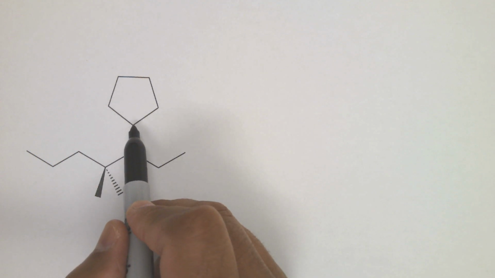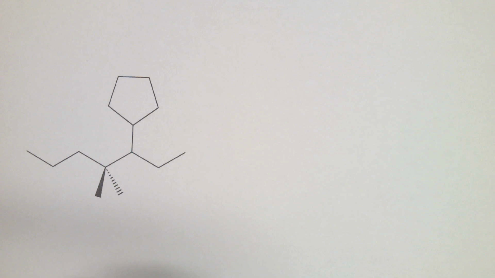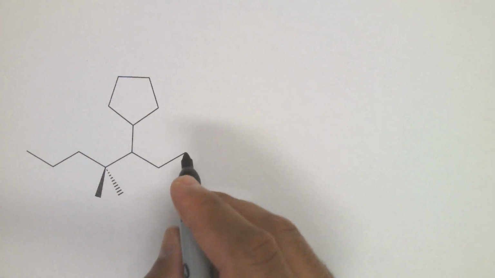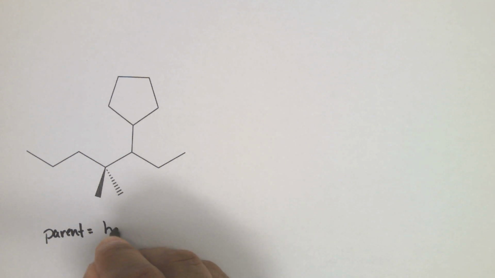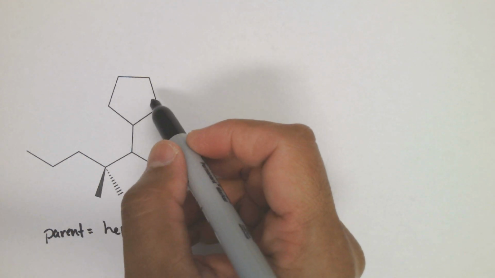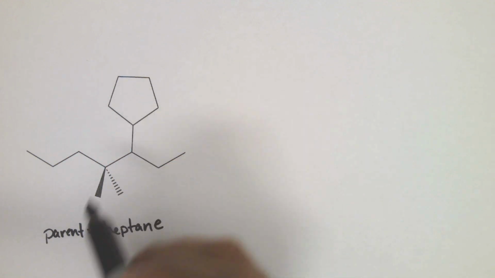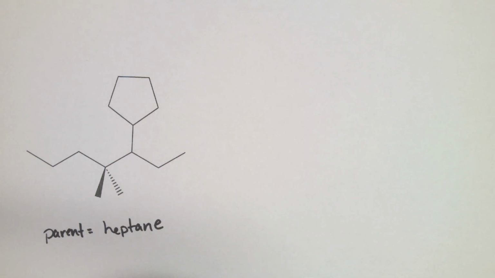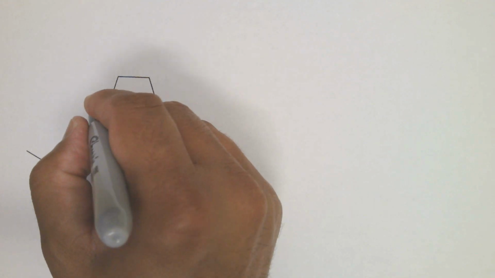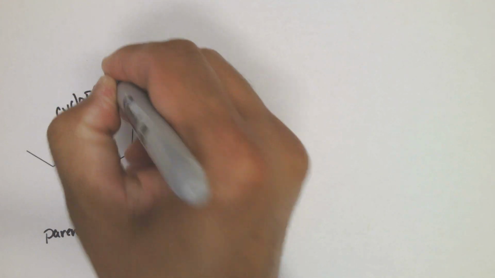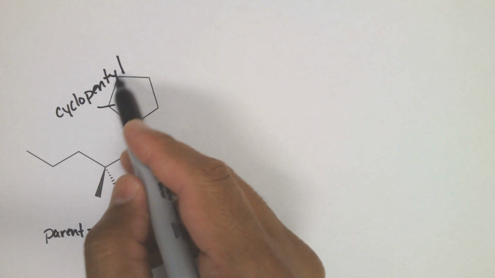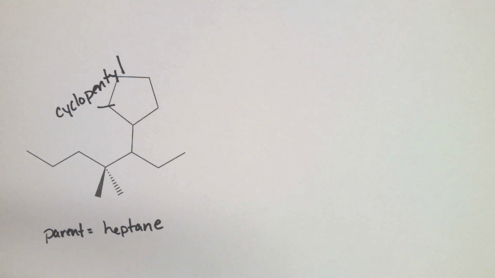Notice that the ring is a 5-carbon ring. 1, 2, 3, 4, and 5. So the parent is right through the center here. The parent is heptane. For the ring, we have a 5-carbon ring. The prefix for 5 is pent, but because this is a substituent, an alkyl group, the name here is cyclopentyl. Notice the suffix representing the alkyl group.